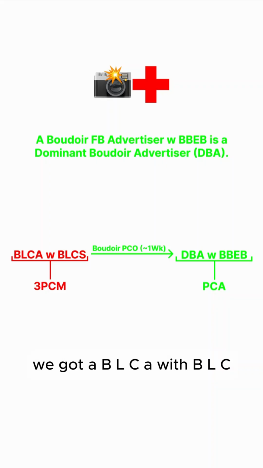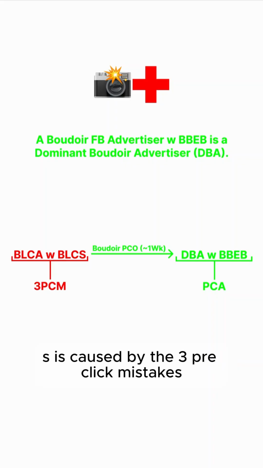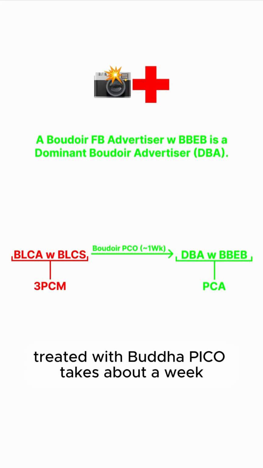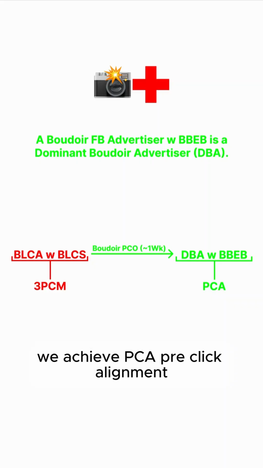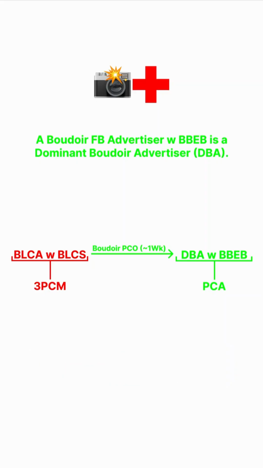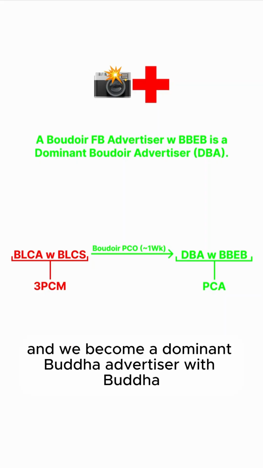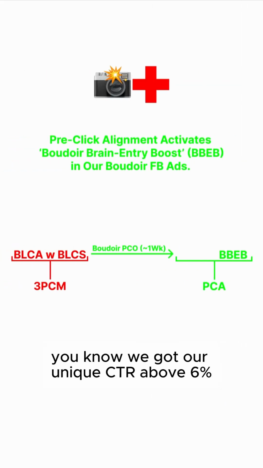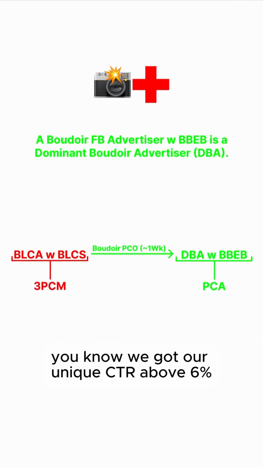We got a BLCA with BLCS caused by the three pre-click mistakes. It's fine, easy enough, treated with Boudoir Pico. Takes about a week. We achieve PCA, pre-click alignment, and we become a dominant Boudoir advertiser with Boudoir brain entry boost. And all that means is we got our unique CTR above 6%.